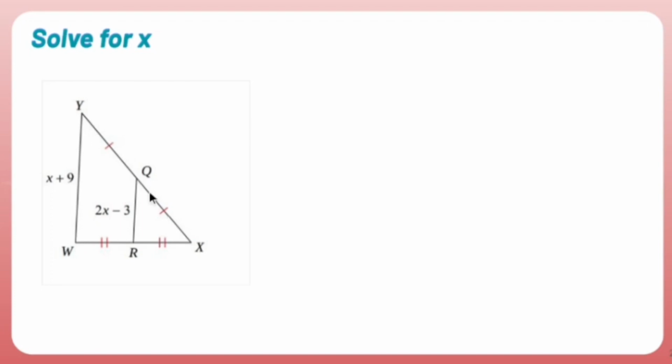Solve for x. All right, x is just some arbitrary variable. What I have is a triangle, WRX. R is a midpoint because these two are congruent, and Q is also a midpoint because these two are congruent, which means QR is a midsegment. By definition, a midsegment is 1/2 the measure of the base. So we could say QR is 1/2 the measure of YW.